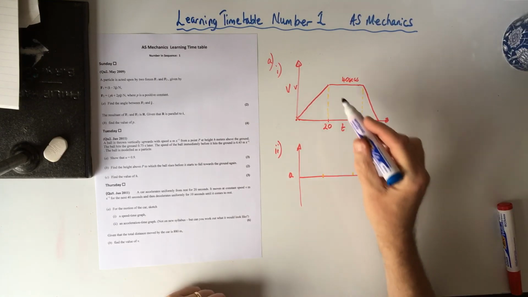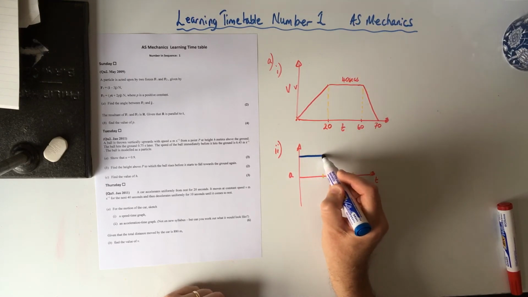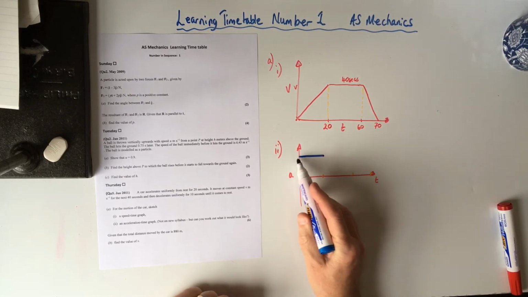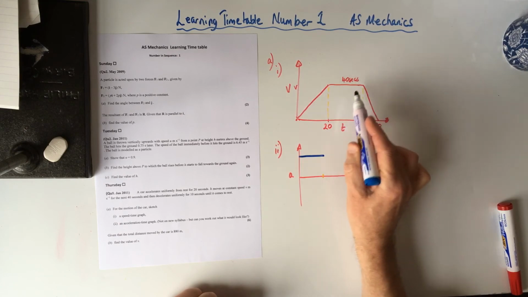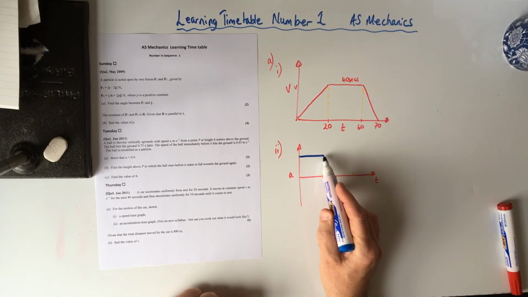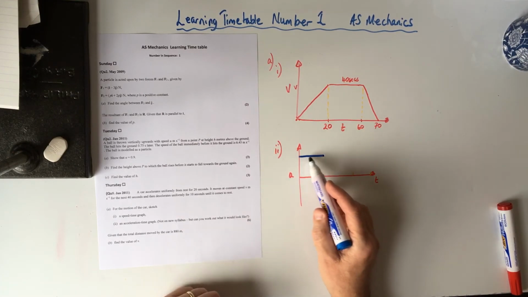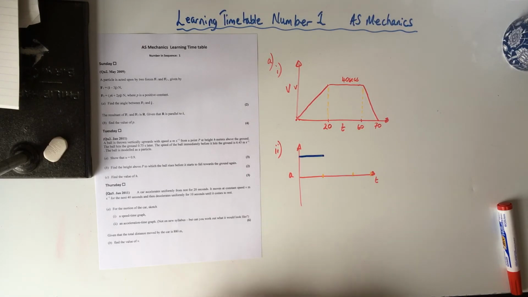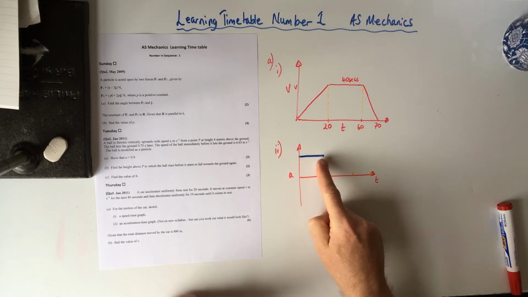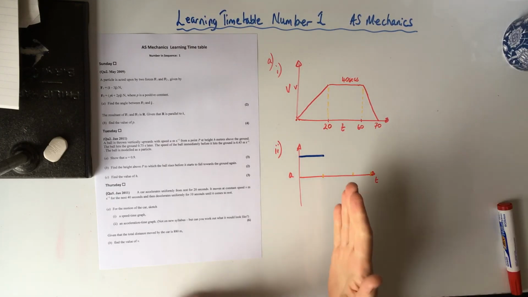So this acceleration we can't work out, but it's a positive acceleration and it's constant. For the first 20 seconds it's constant acceleration, like constant velocity was a straight line in this one. A constant acceleration is a straight line. It's not increasing its acceleration. It's not variable acceleration. So it's a constant positive acceleration, and it does that for 20 seconds.